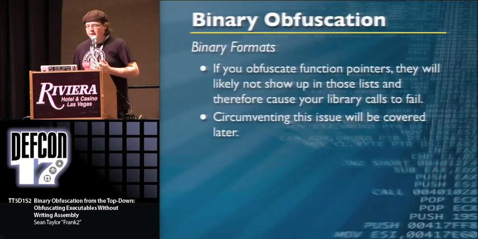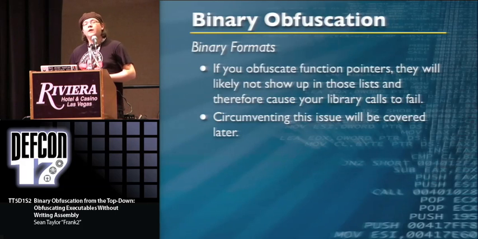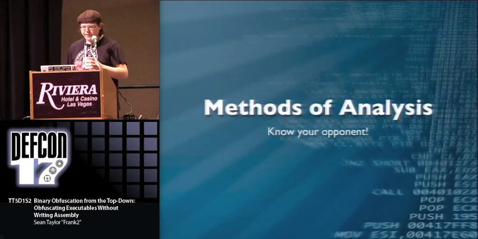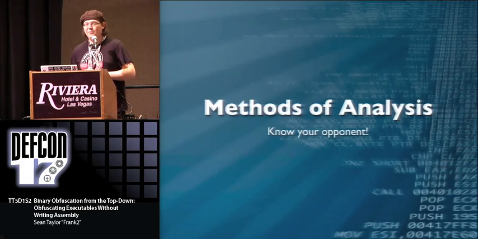Now, if you obfuscate function pointers, they're likely not going to show up in here, because what's going on is that you're not actually hard coding the data. So we're going to cover circumventing this issue later, because this can actually cause a bunch of problems in the end. So there are also various methods of analysis that people will actually employ. This is also important if you actually want to employ the psychological annoyance of whoever you're trying to leverage against.